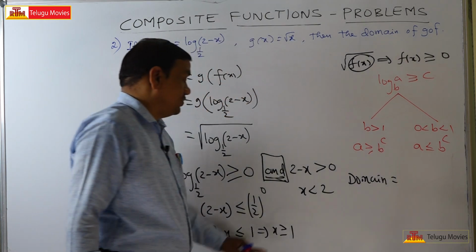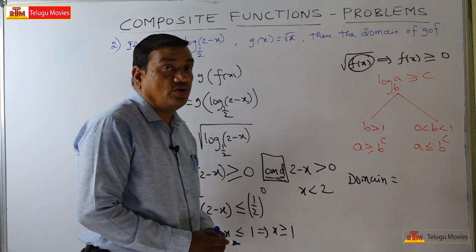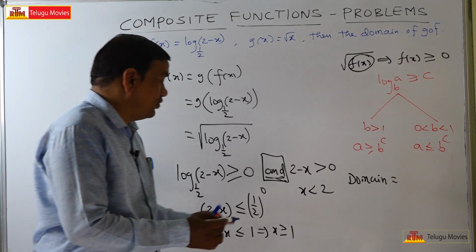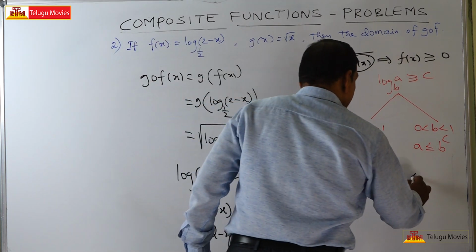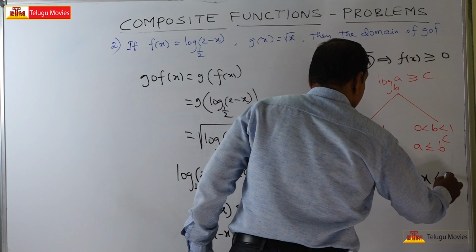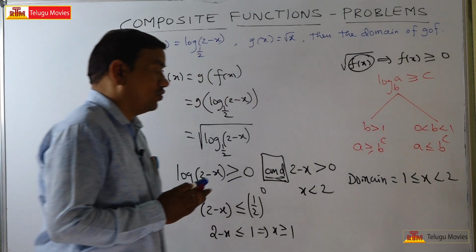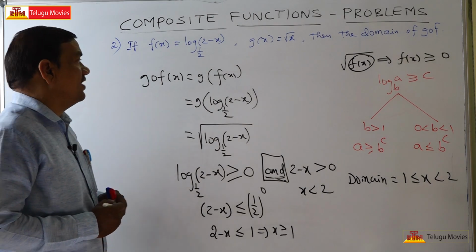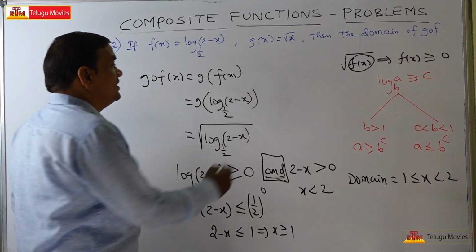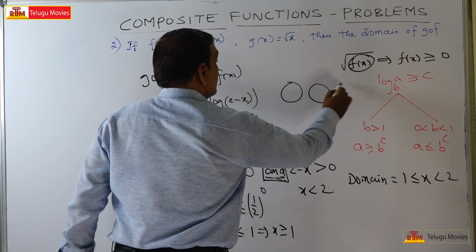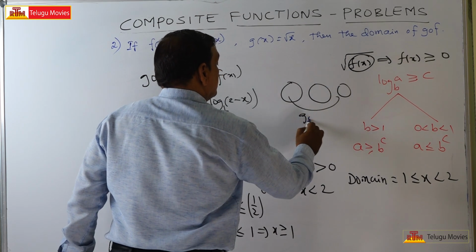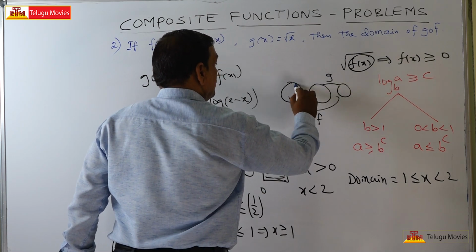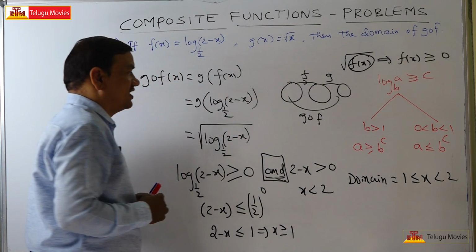Don't conclude yet, I will tell. Up to here what you got is 1 less than or equal to x, strictly less than 2. Now don't conclude that; once again we will verify it. Now coming to g circle f. That means this must be f, g circle f.